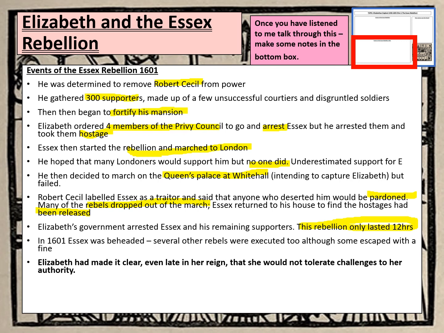This time round, many times when Elizabeth faced challenge, she kind of wondered what to do with the rebels. No wondering here. Essex was beheaded. Several of the rebels were executed too, although some escaped with a fine. Elizabeth made it clear now that she would not tolerate challenges. So this was an important rebellion because it was one of her key privy councillors, but it never really threatened her.